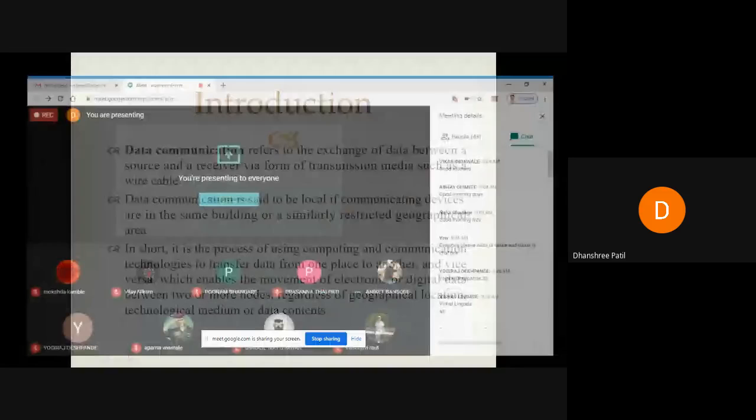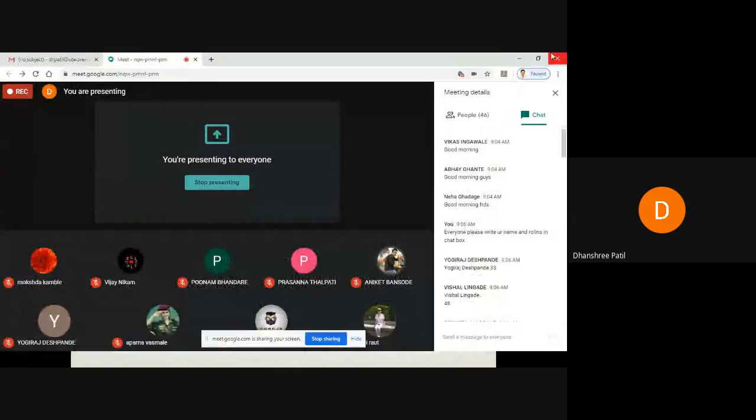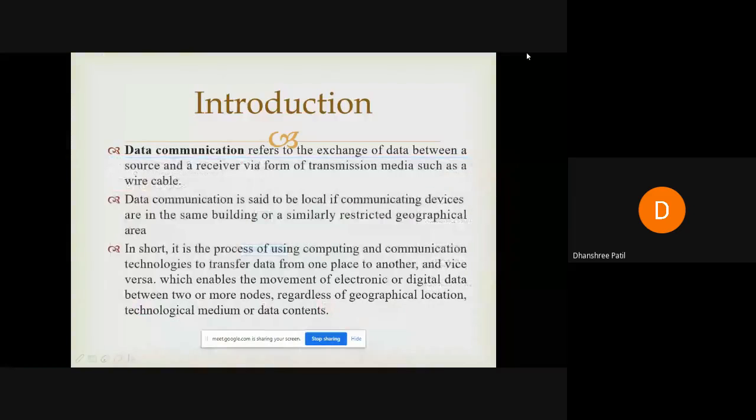So I hope most of you have joined the lecture. We'll start. Yesterday, whatever concepts we have seen, first, within 5 minutes, I'll just revise that. If anybody has any question, please let me know. Yesterday we saw some of the basic parts related to data communication. Data communication is nothing but sending and receiving data, or transmission of data between two nodes. That is the basic definition.